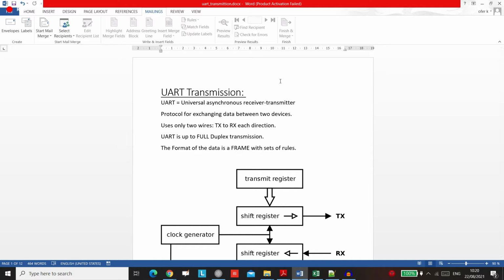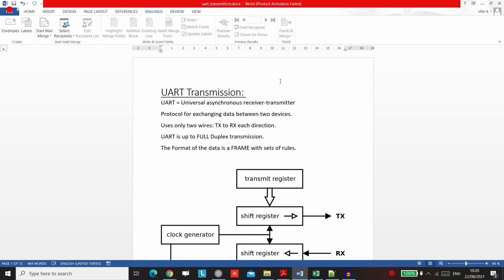And a UART supports full duplex transmission. Simplex mode means that one side can send data to the other side. Half duplex means both sides can speak, but only one at a time. And full duplex, which is what UART supports, means that both sides can send data at the same time.